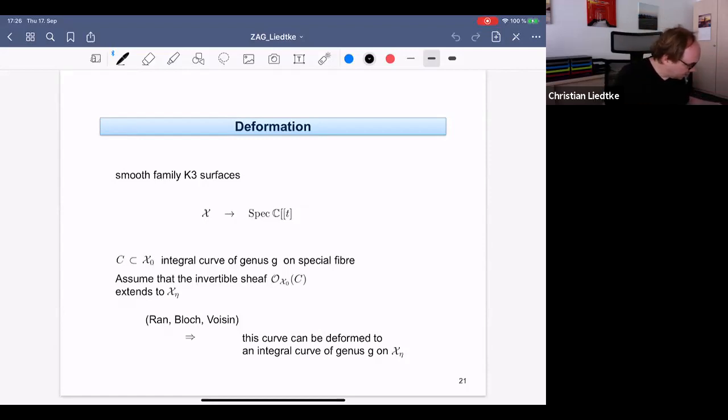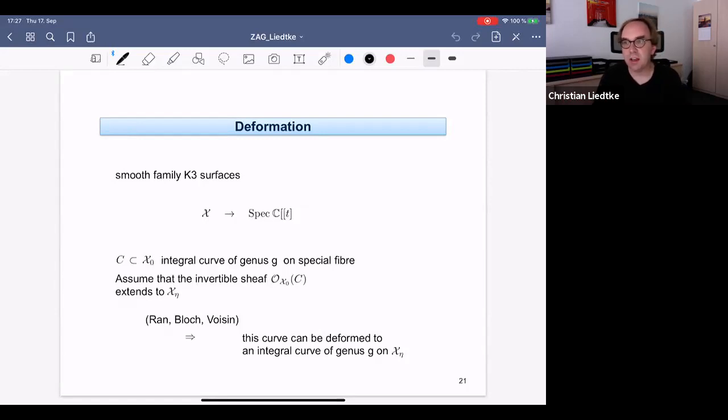And this now leads me to the first new technique which we've been introducing. This is a generalization of deformation. Namely, we want to drop the assumption that O_X(C) extends to the generic fiber. So we want to have a technique that allows us to deform a curve of genus g, for example, a rational curve, to the generic fiber, even if the line bundle does not extend.